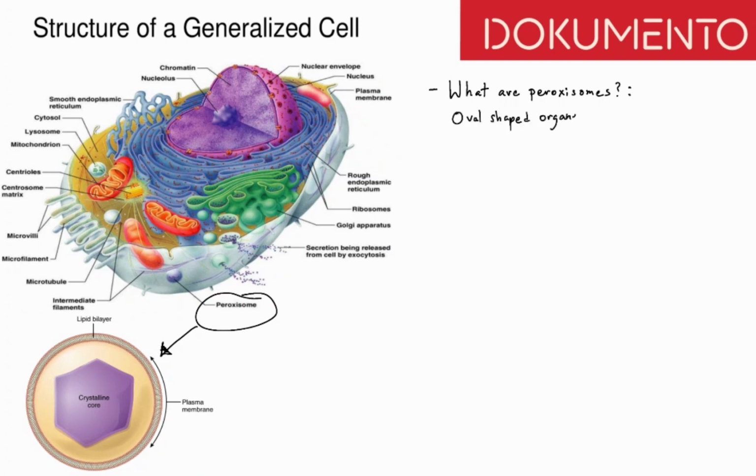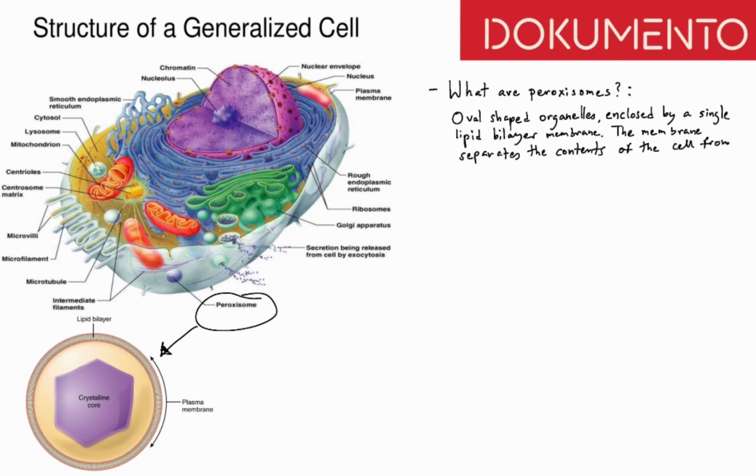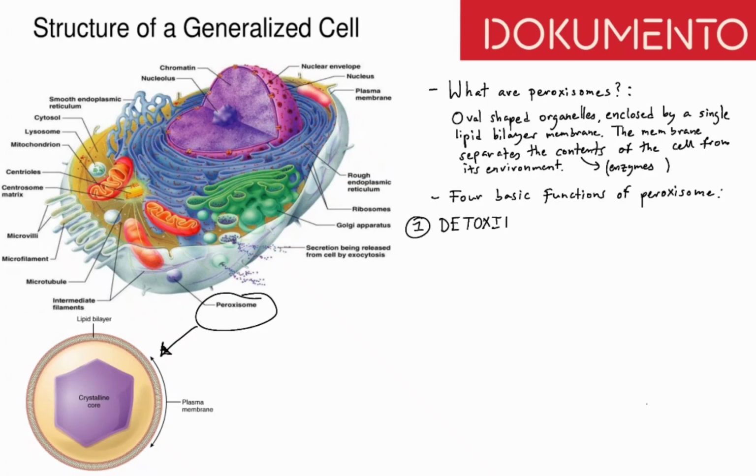Basically, they are oval-shaped organelles that are enclosed by a single lipid bilayer membrane. The membrane separates the contents of the cell from its environment. So normally, peroxisomes will contain enzymes. And there are 4 basic functions of the peroxisome, and this is the most important one, which is detoxification.